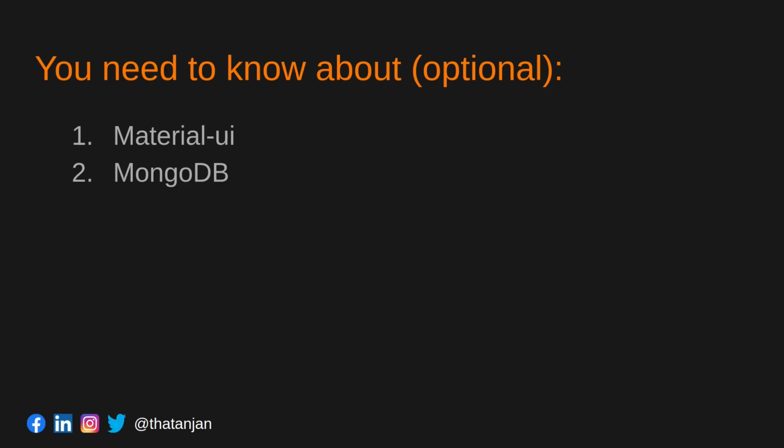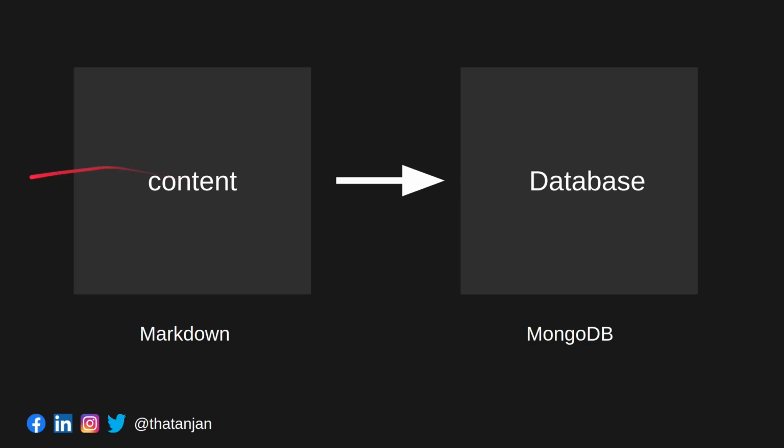And finally, let me give you an overview of how all of this will work. First of all, we are going to create content in our Markdown files. We will have some metadata, which is called gray matter, and you are going to learn about it.